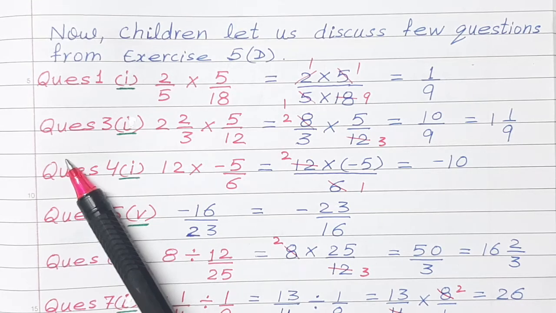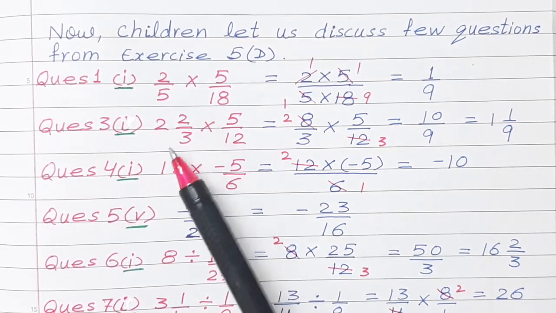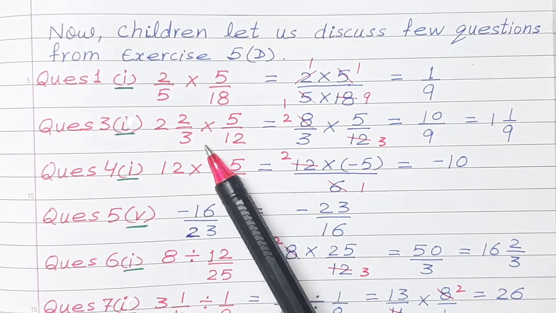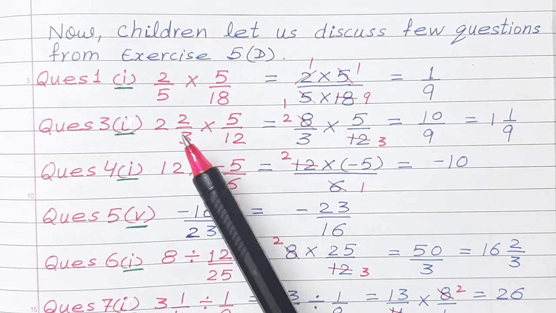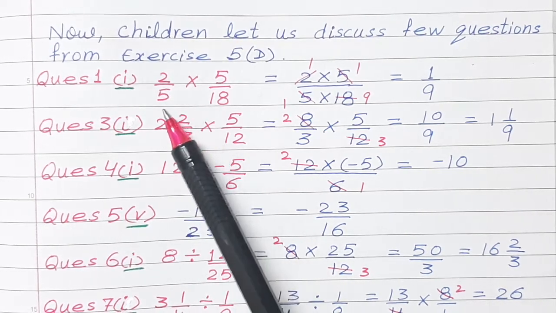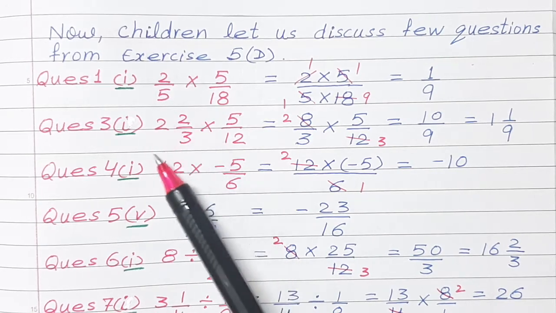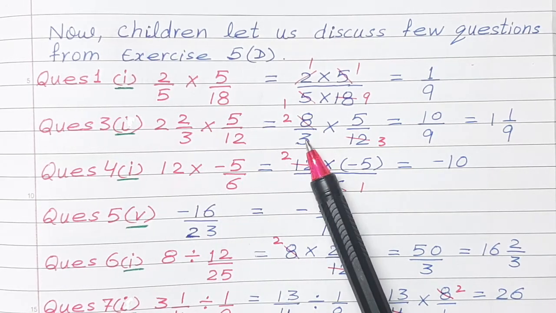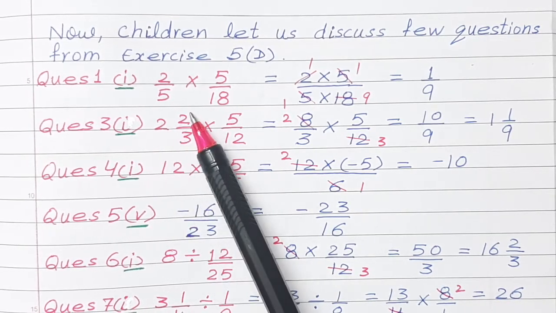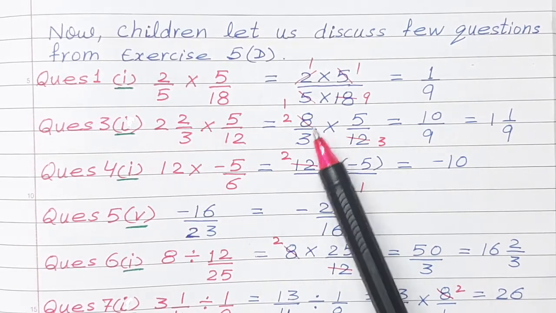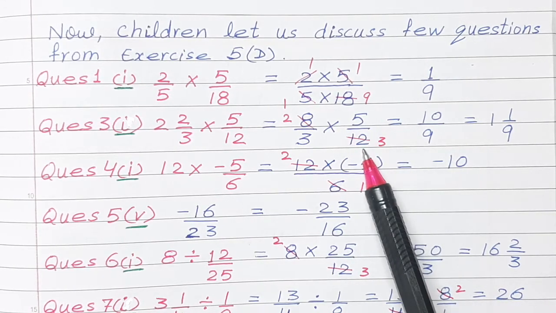Now see question number 3, first part, 2 by 3 multiply by 5 upon 12. Children, let us convert the mixed fraction into improper fraction. So here 3 2s are 6, 6 plus 2, 8. 8 upon 3 multiply by 5 upon 12.